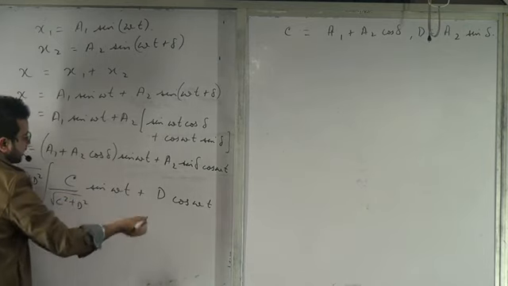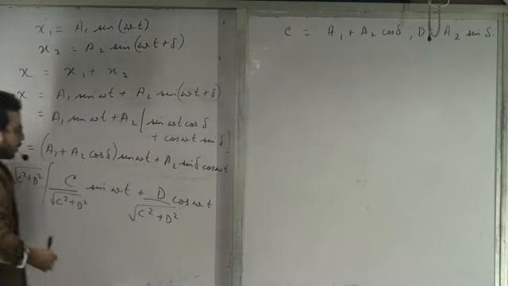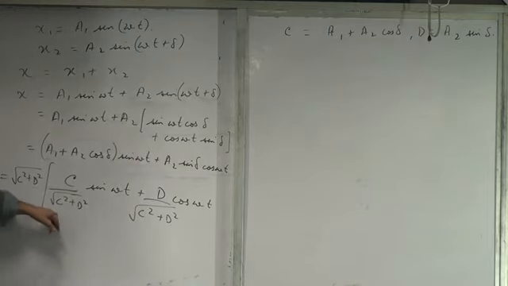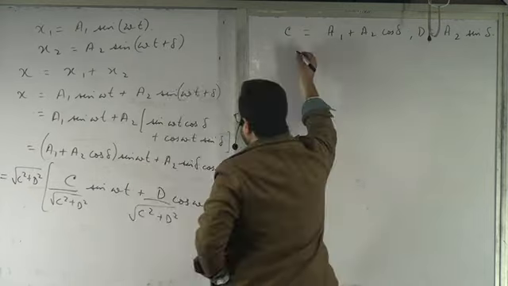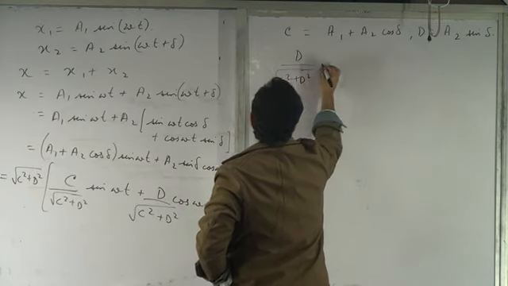And in a minute you will understand why. We're going to divide both sides of this equation. Basically, we're going to multiply the numerator and denominator by under root of c square plus d square. Okay. Now what we do is we call d upon under root of c square plus d square equal to sine epsilon.